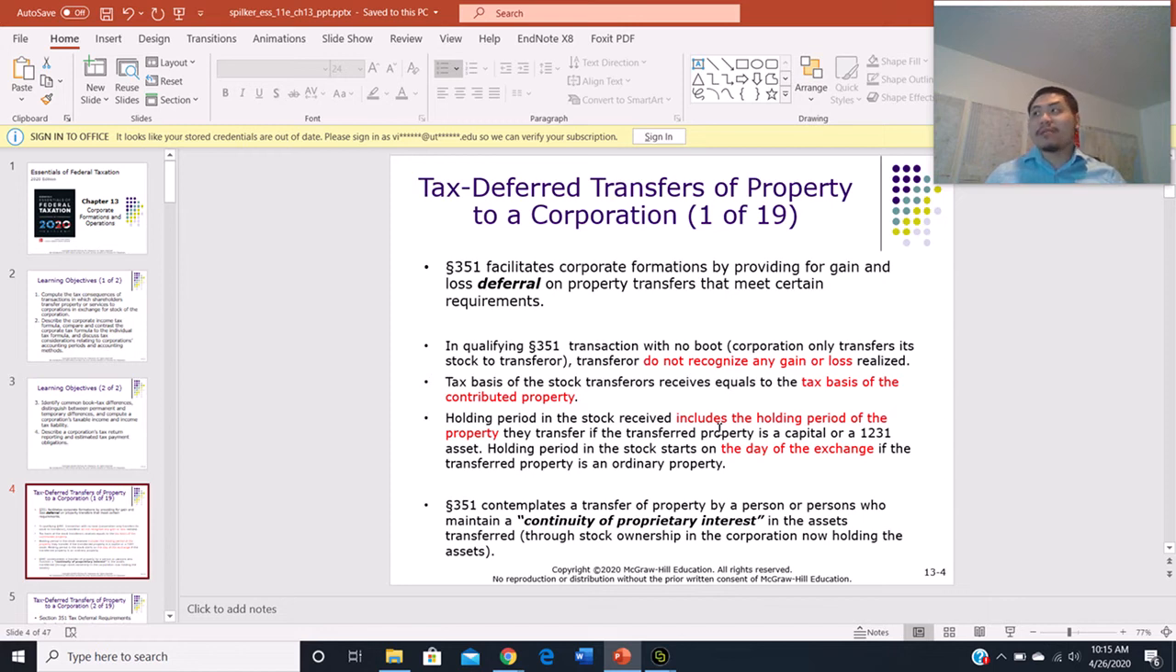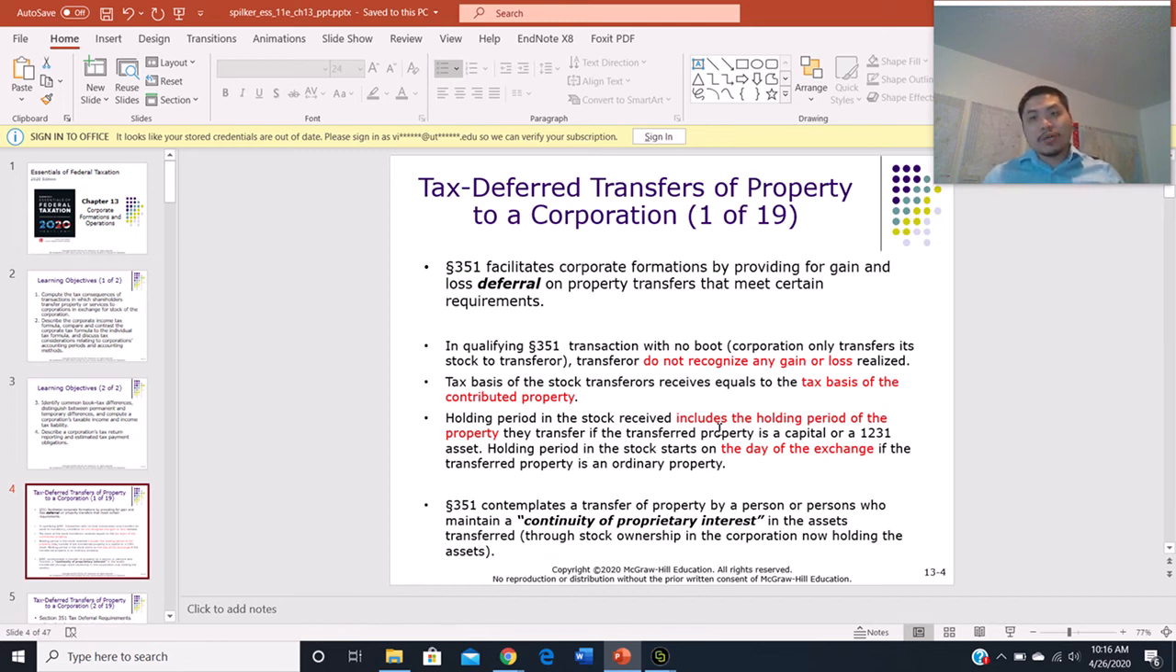So let's say I want to buy a certain share in corporation A, right? I contribute my car, and on top of that I contribute, let's say, $20,000 cash, and my car was $5,000. So in total, my basis for the asset I transfer to the corporation is $25,000, right? So when I receive the stock, I'm going to treat the stock basis as exactly $25,000, right?